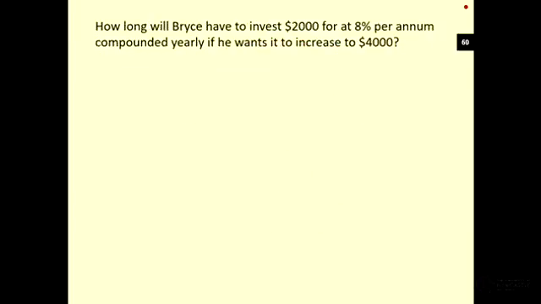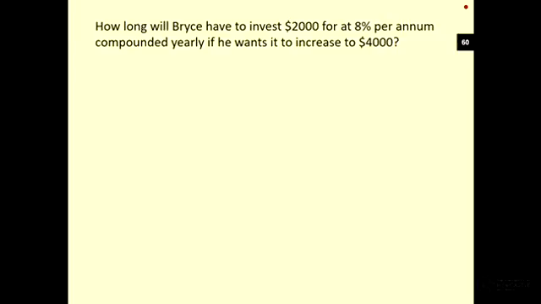Okay. I hate these already. How long will Bryce have to invest $2,000 for at 8% per annum compounded yearly if he wants it to increase to $4,000? What's the key issue here, and why would this be worth double the marks of other questions? It's finding time. How long? This is a log question.